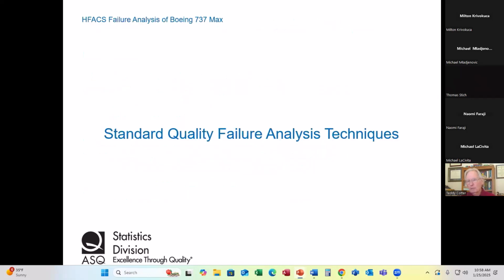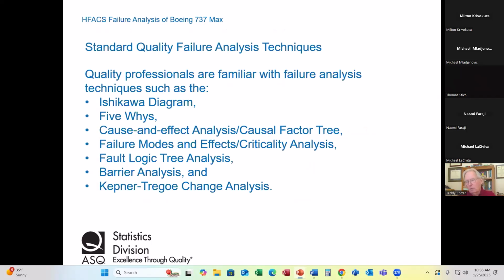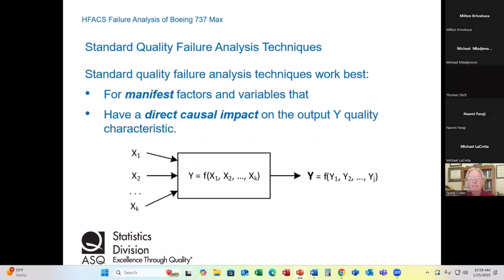So standard quality failure analysis techniques, we're all for. If you're a quality professional who's been around as long as Milt and I have, you've studied these multiple times. The Ishikawa fishbone diagram, 5 whys, cause and effect analysis, causal factor tree, failure modes and effects criticality analysis, FMECA, fault tree or fault logic tree analysis, barrier analysis, and then of course the Kepner-Tregoe change analysis. The standard quality failure analyses really work best with manifest factors and the variables that have direct causal impact on the output Y quality characteristics.